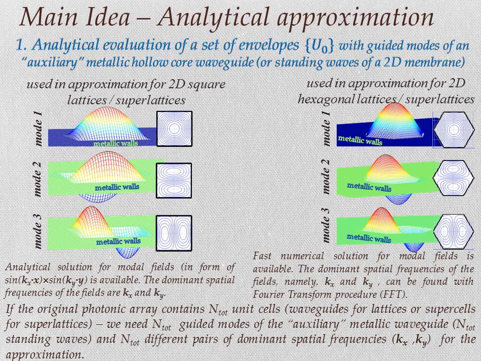If the original photonic array contains n total unit cells, waveguides for lattices or supercells for superlattices, we need n total guided modes of the auxiliary metallic waveguide, or n total standing waves, and n total different pairs of dominant spatial frequencies, kx, ky, for the approximation.